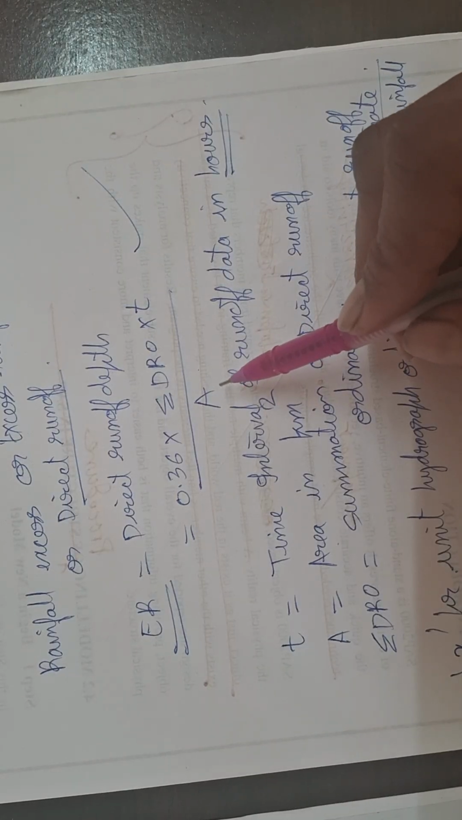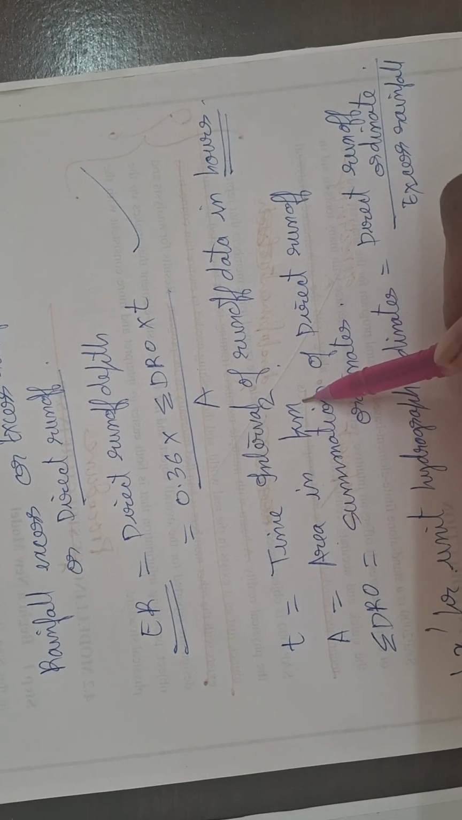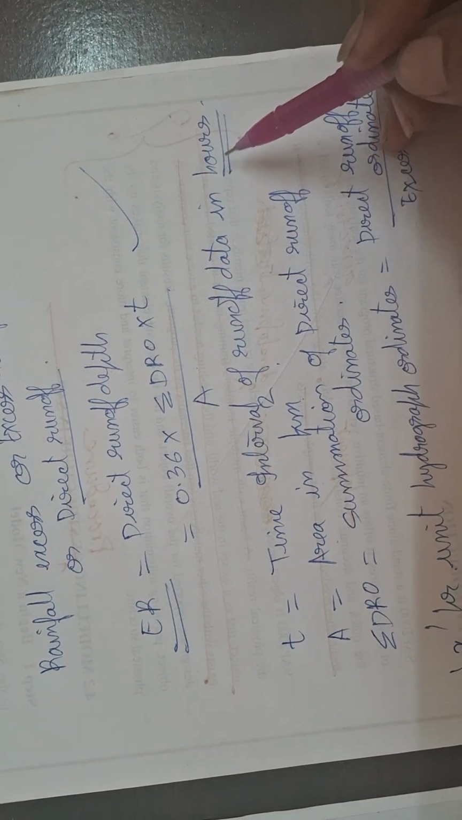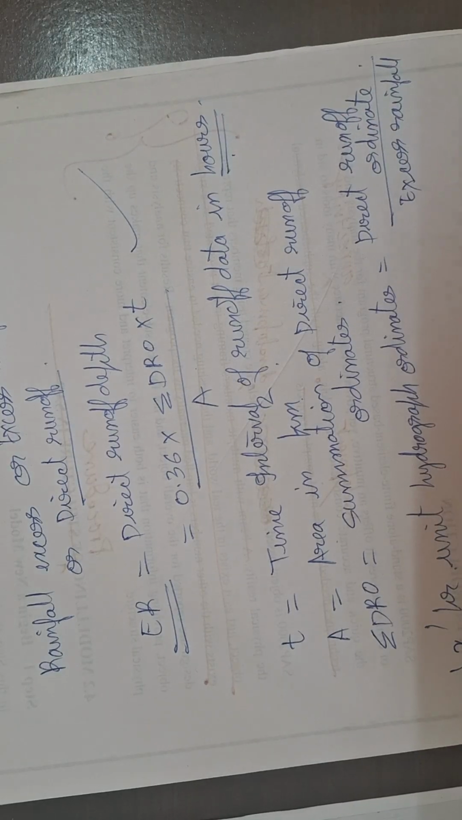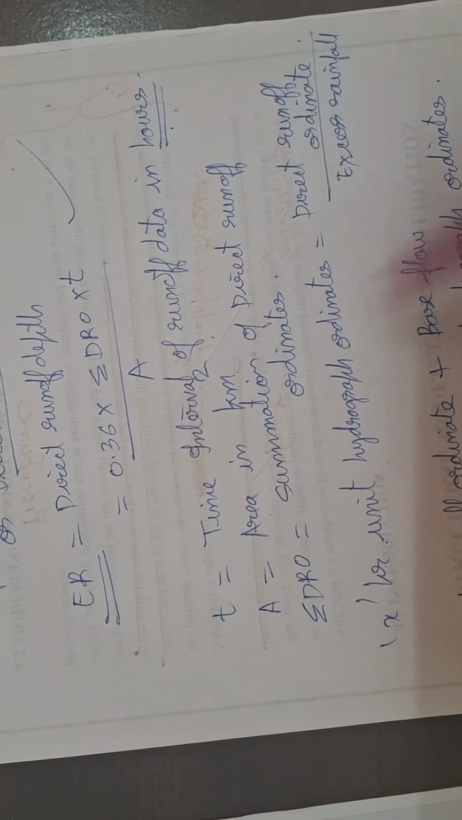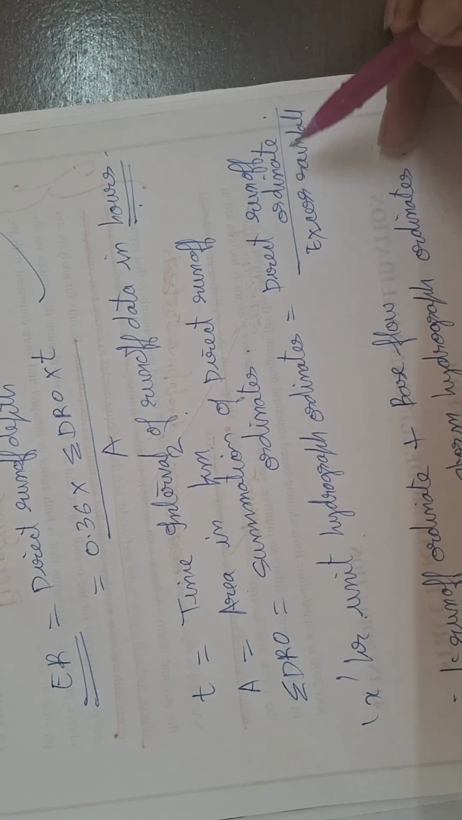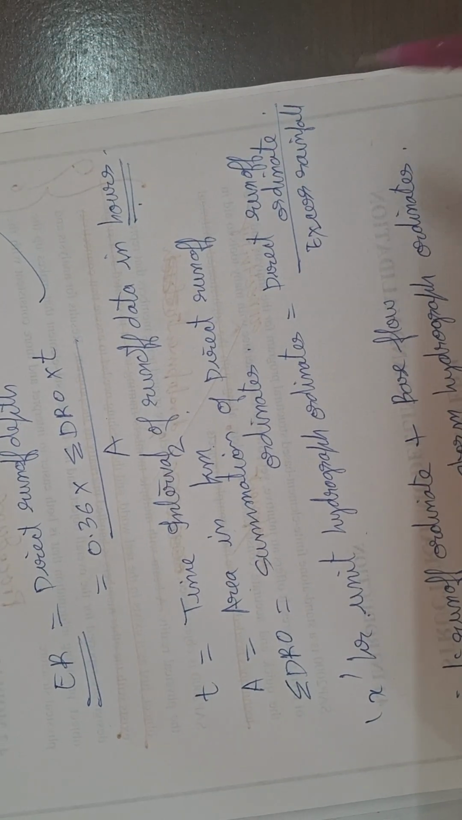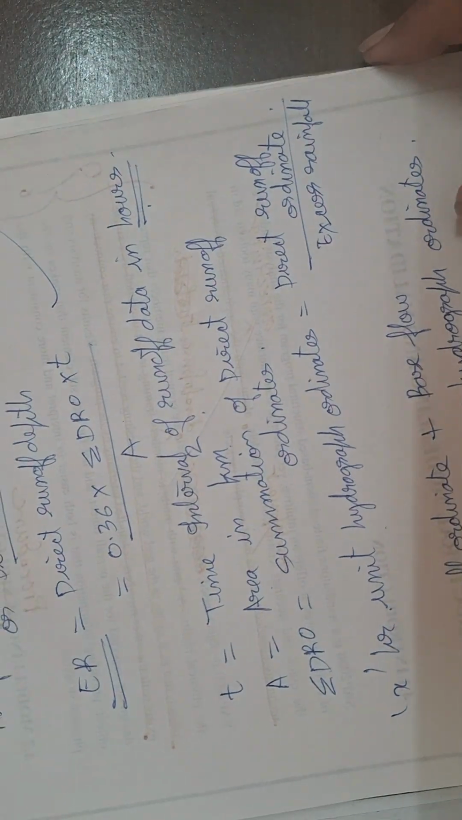Area will always be in square kilometers. T will be in hours. Finally we can derive the x hour unit hydrograph, where x means any hour, if we know the direct runoff ordinates and excess rainfall. So excess rainfall we can calculate.